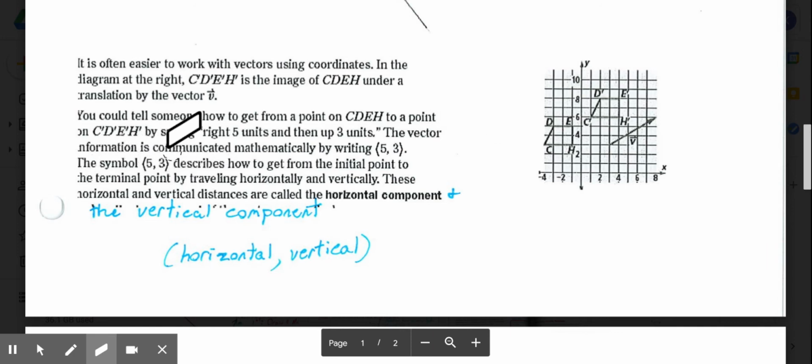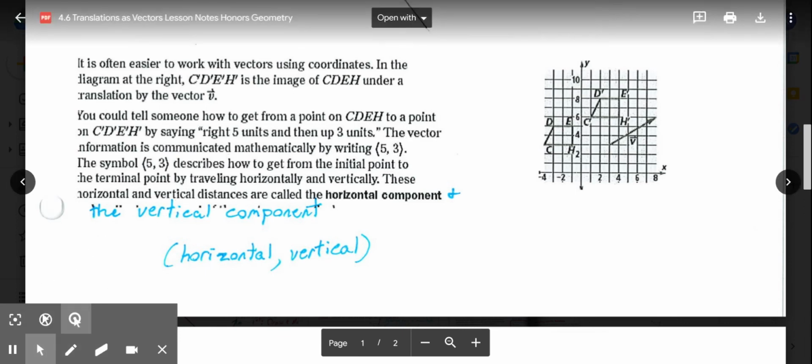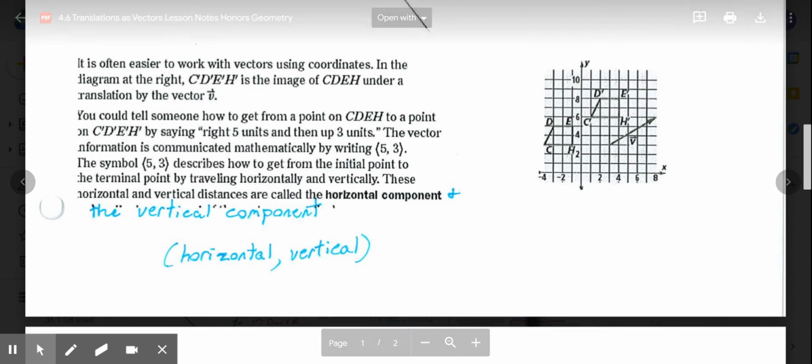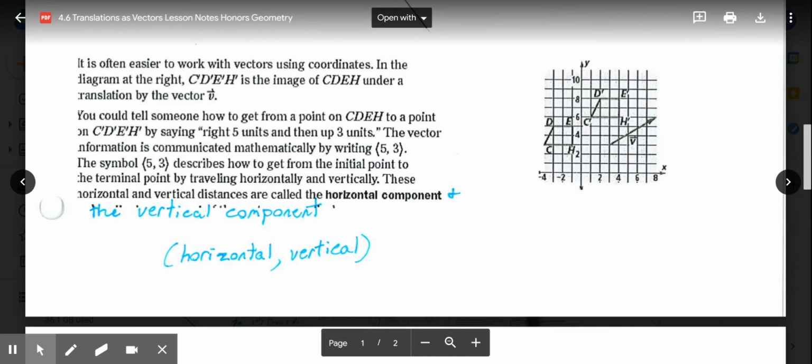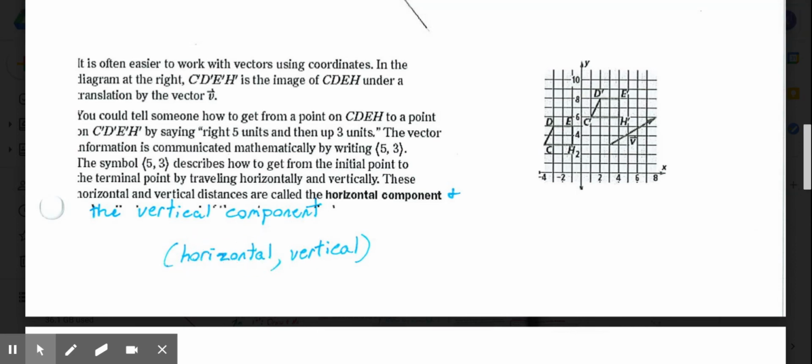The symbol right here describes how to get from the initial point to the terminal point by traveling first horizontally, so your x value, then vertically the y value. The horizontal and vertical distance are called the horizontal component and the vertical component. So it always goes horizontal, then vertical for the vector notation.